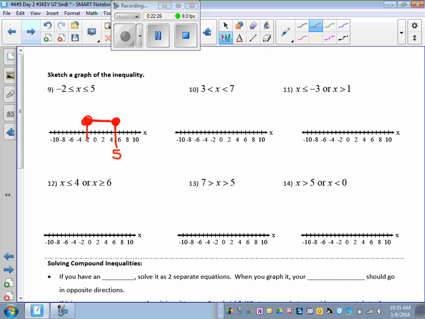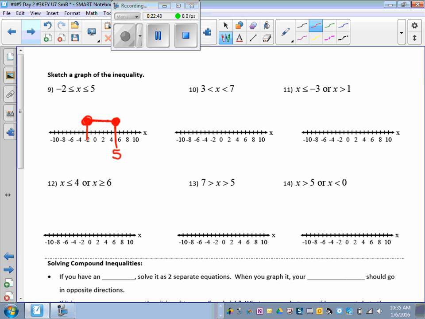So what would be a solution to this inequality? For inequalities, we have a bunch of different answers. What would be just one number that would work? 2 would work. Good. 0 would also work. 1. 3. Awesome. Good. All right. So number 10.